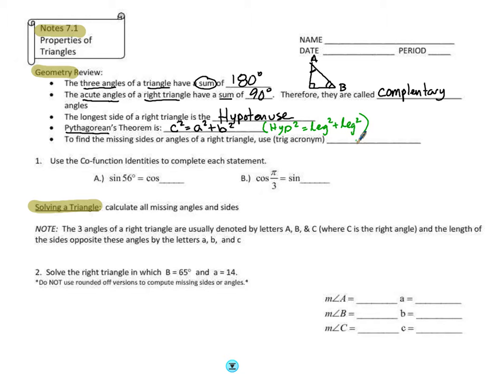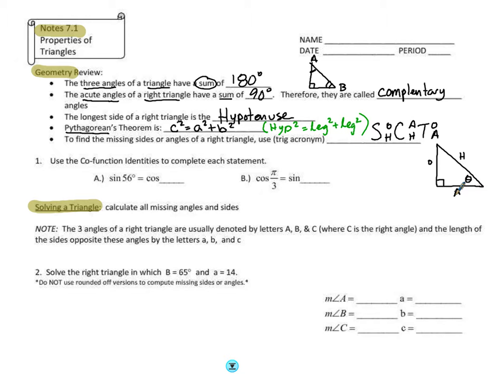To find the missing side lengths or angles, we can also use our trig acronym, also known as SOHCAHTOA. SOHCAHTOA, spelled S, and then usually it's OH. I like to stack the O and the H to represent my ratio as the opposite side of the triangle over the hypotenuse of the triangle. SOHCAHTOA. And remember, this is all coming from a right triangle where I have a given angle theta, and the sine is the opposite over hypotenuse, cosine is adjacent over hypotenuse, and tangent theta would be opposite over adjacent.